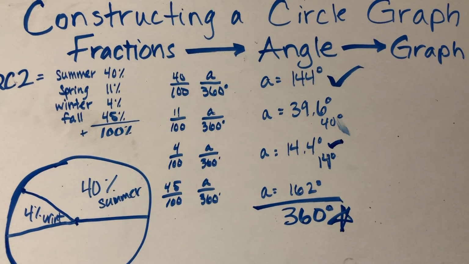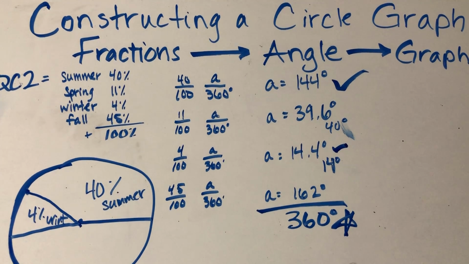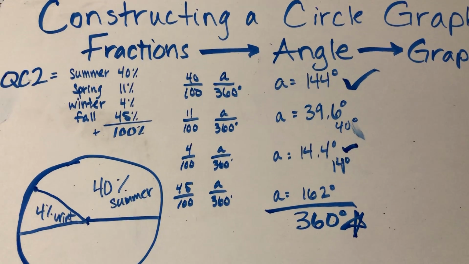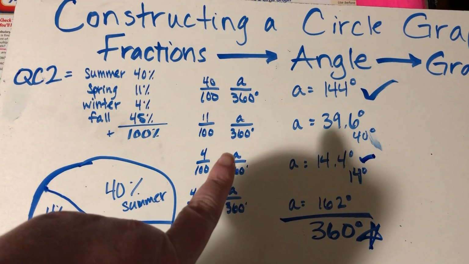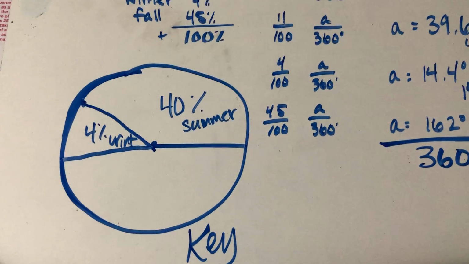But this is a little bit complicated, and that's why I kind of gave you the day off yesterday to just do some practice and puzzles, and both of you got everything right, so that was good. So you're taking your data, you're turning it into angle measurements, and then you're constructing a perfect circle graph.